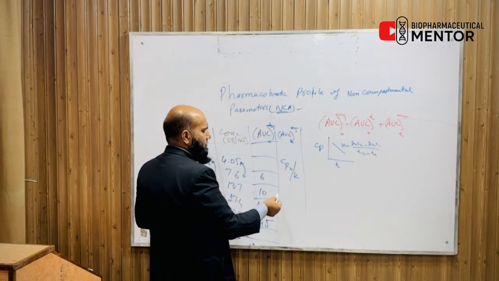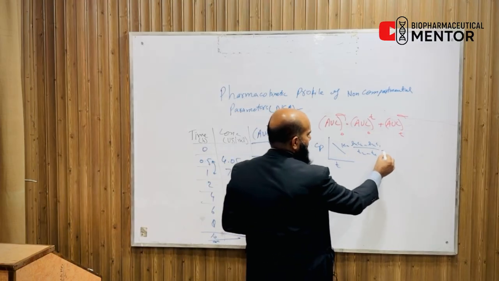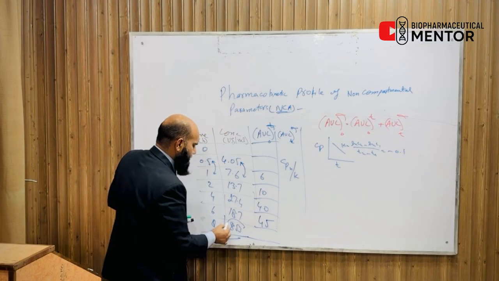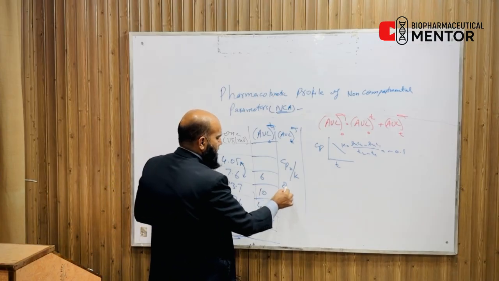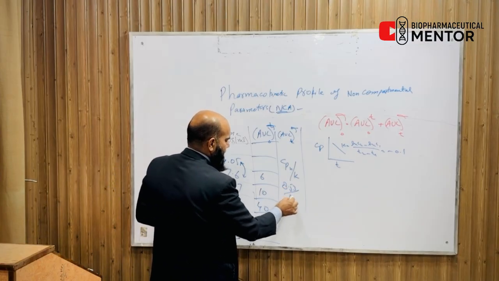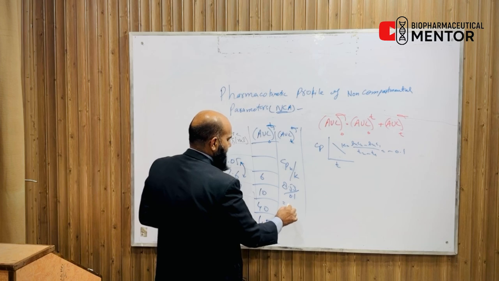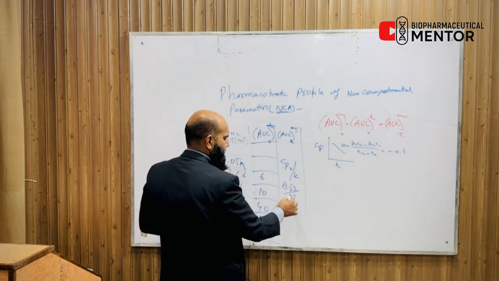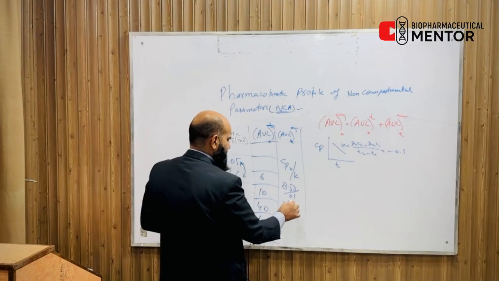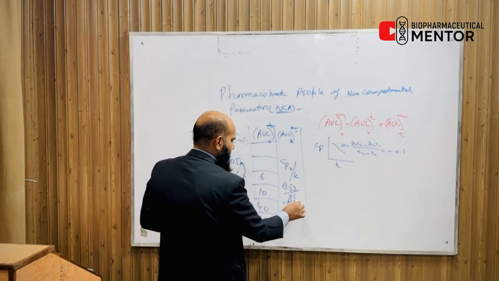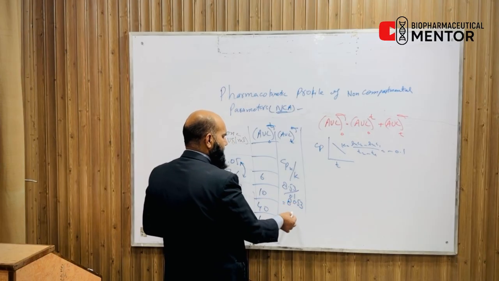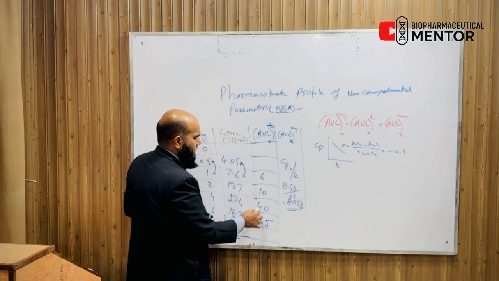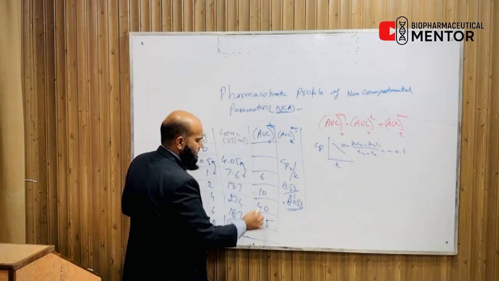Okay, after getting the value of K, for example, we have the value of K is minus 0.1. So our last observed concentration is 8.53. We will divide this 8.53 with the 0.1, and then we can get the answer, so our answer is 80.53.